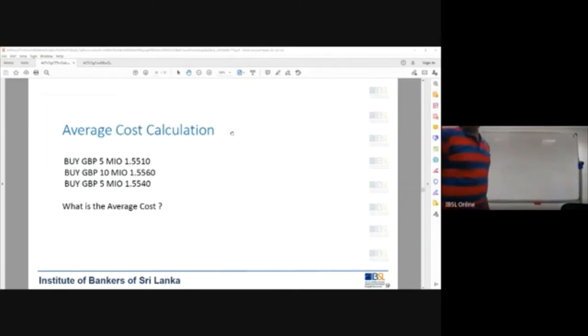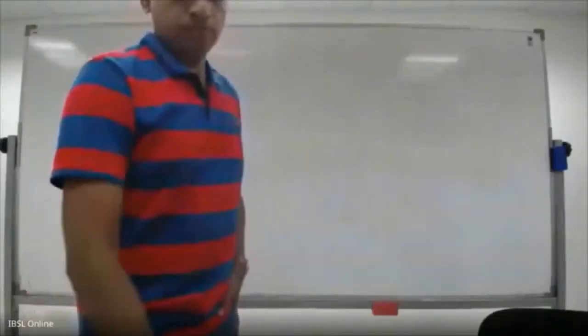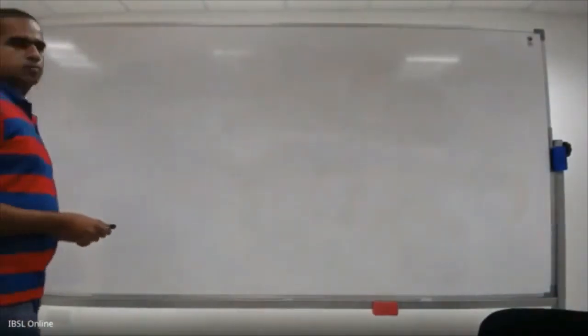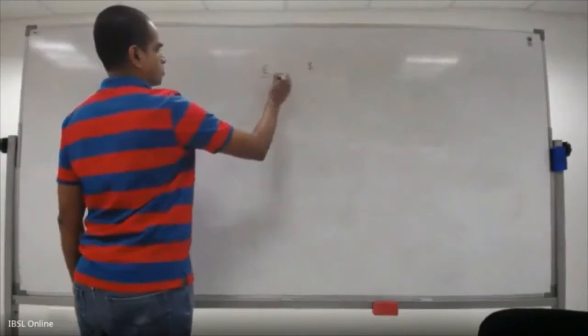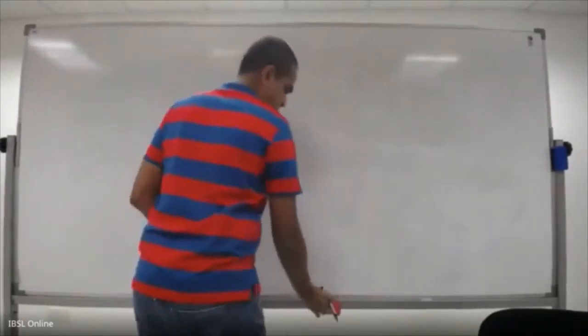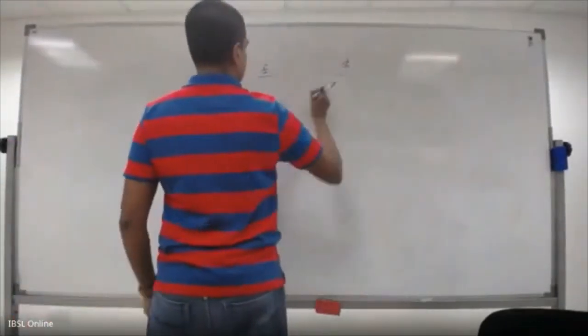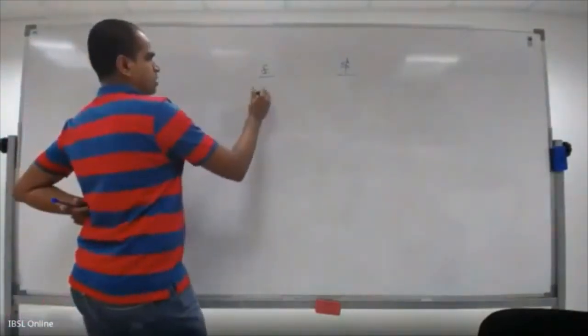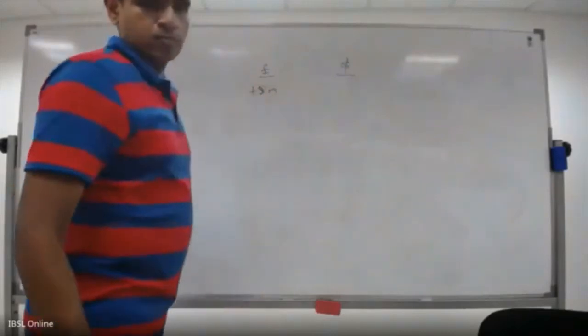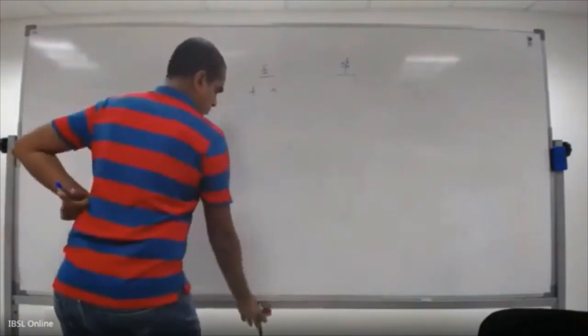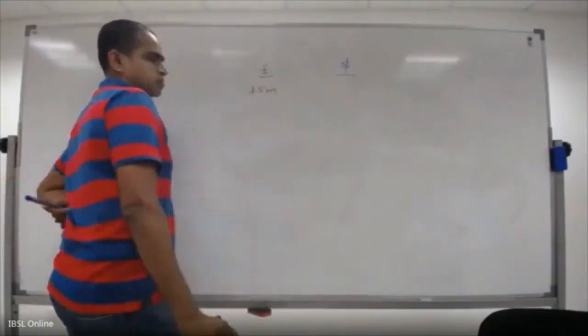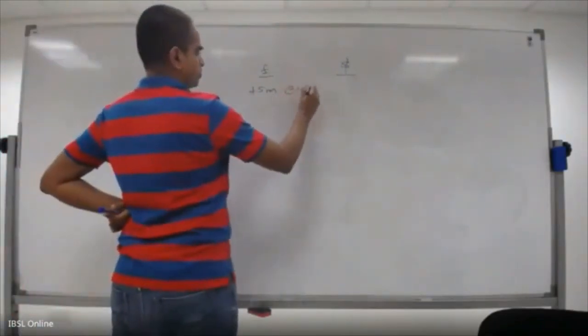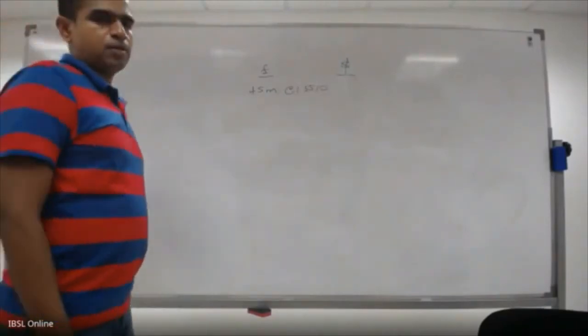Next area is on average cost calculation. Right? So you're buying 5 million sterling at 155.10, then you buy another 10 million at 155.60, and you buy 5 million at 155.40. What is the average cost? Right. So let's see. Buying 5 million. So let's put 5 million plus. You buy 5 million at $155.10.